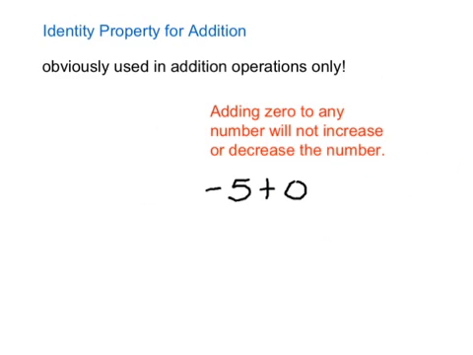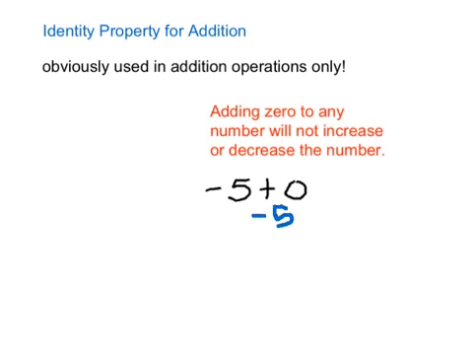And the third property that we'll talk about today is the identity property for addition. Now, obviously, we would choose to use this in addition operations, and the definition is that adding 0 to any number will not increase or decrease the number. So it's obvious that -5 plus 0 will give you an answer of -5, because if we add 0 to anything, it's not going to change that number.